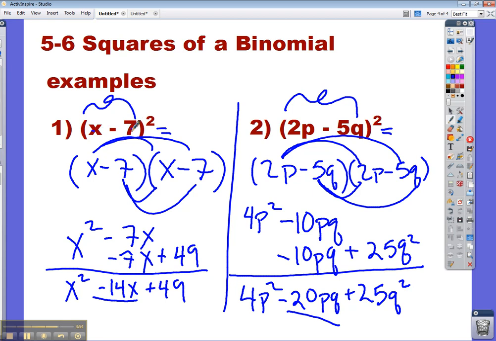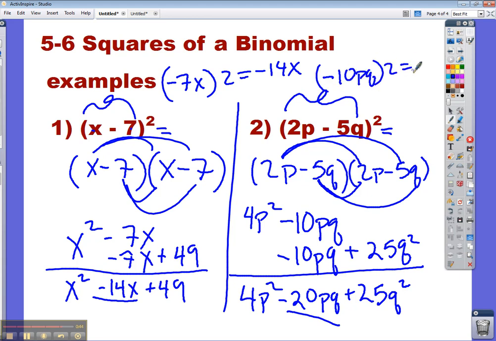It's this times 2. So you have negative 7, x times negative 7 is negative 7x. Multiply it by 2, and you get negative 14x. Over here, what is 2p times negative 5q? Well, it's negative 10pq. And you're going to have 2 of them, so you just multiply it by 2, so you get negative 20pq. So here is the rule.